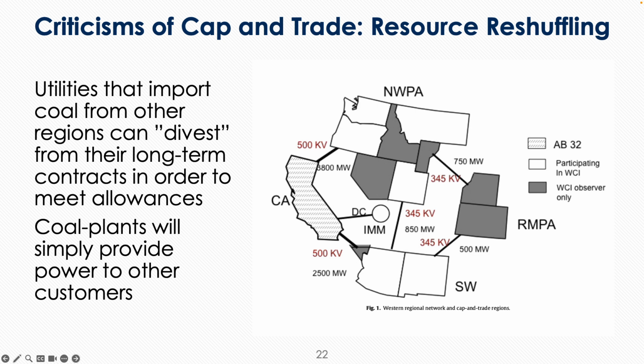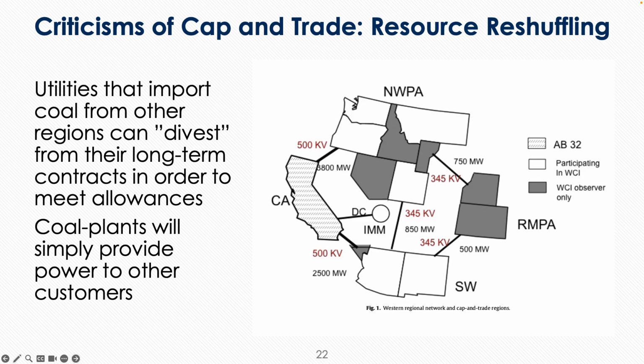divest from this contract, which basically means, okay, I promised I would purchase power from you. I'm going to break this contract, and thereby the utility is able to meet their allowance obligations. But in the meantime, that coal plant can simply produce electricity for other entities, right? And so they may enter into a PPA with a different utility outside of California and still produce that electricity.